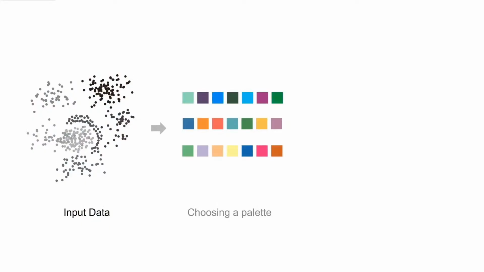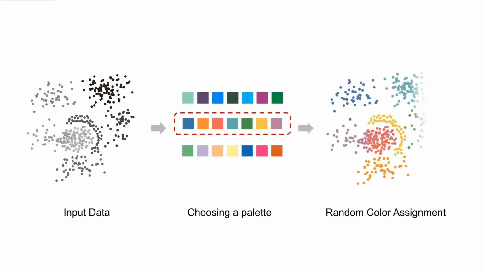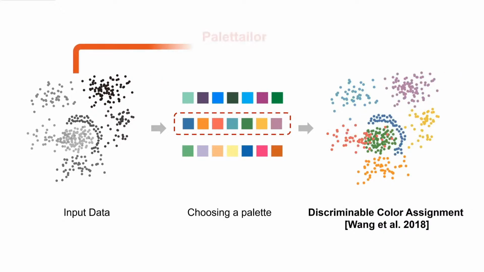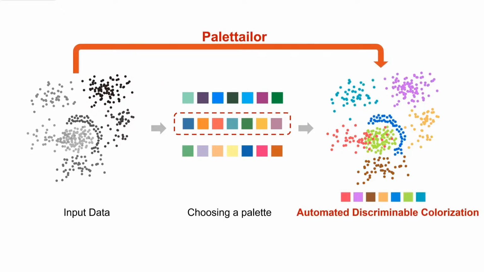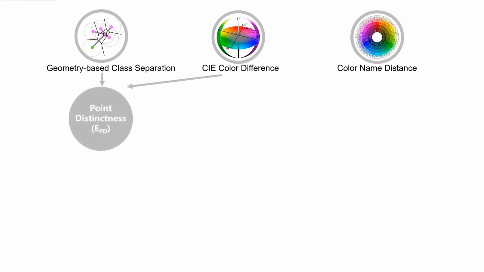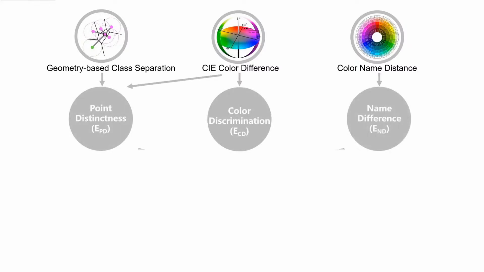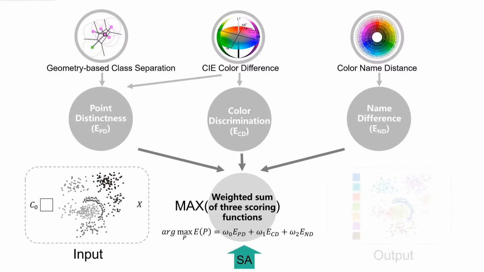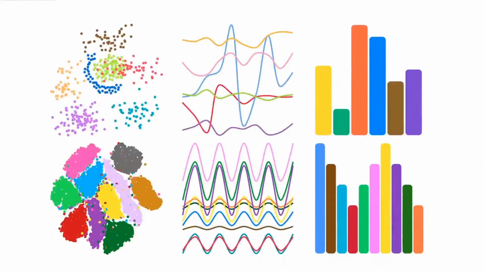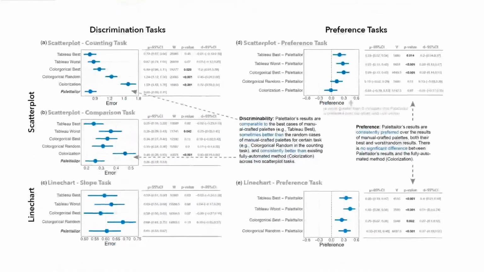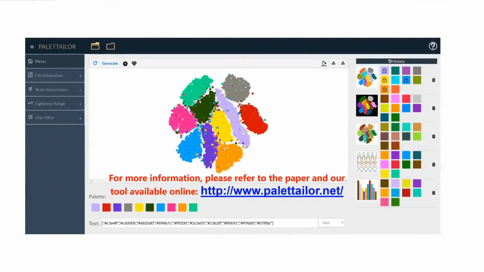We propose a method, Palettailor, that fully automates the coloring process of categorical data and produces discriminable results. Based on both color and data spaces, our method incorporates three scoring functions into a customized simulated annealing algorithm. We apply our method to different types of visualizations and compare it with the state-of-the-art palettes through a controlled user study.